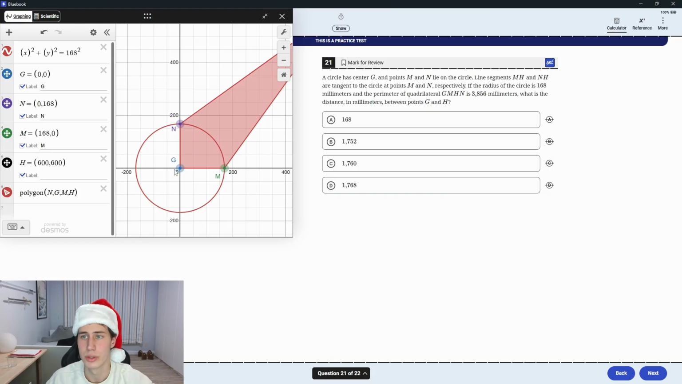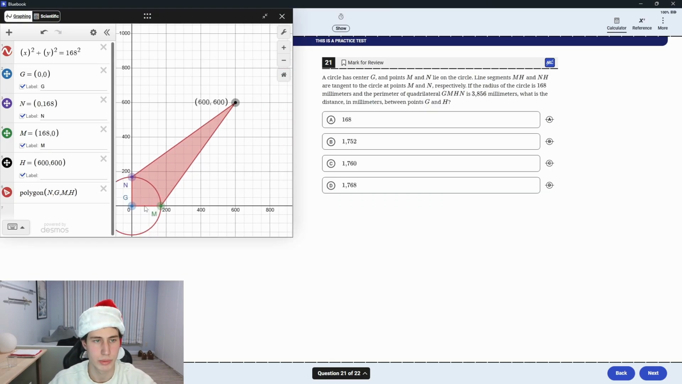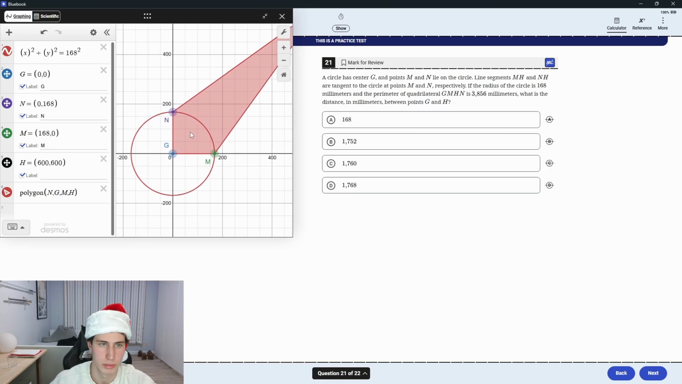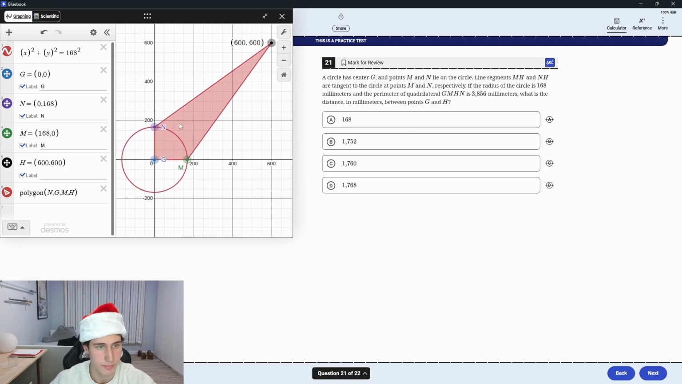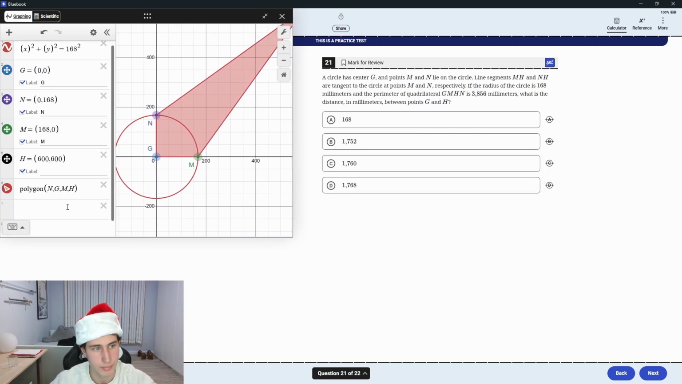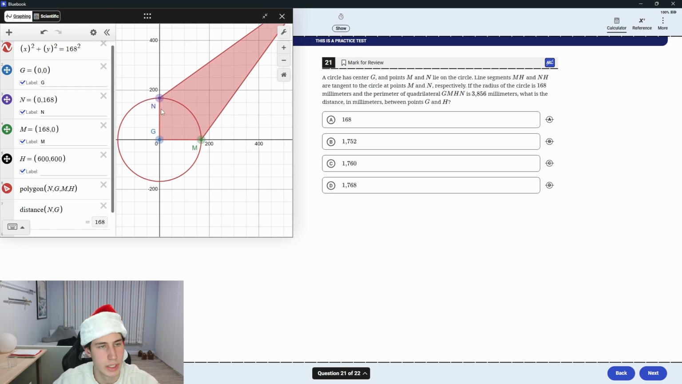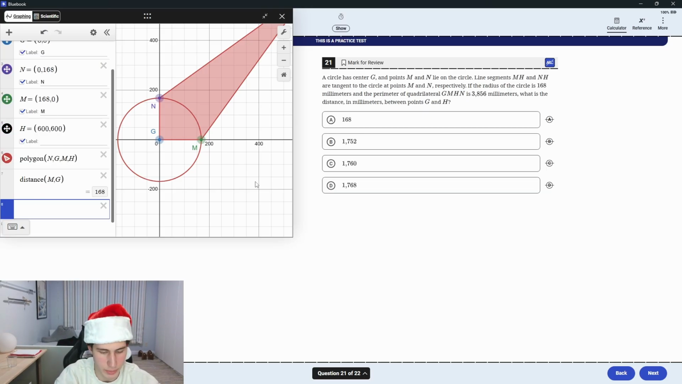So now we need to find the distance between point G and point H. But obviously we can't use this because we don't know if this is correct. But what we can do is find the distance between 2 points, like between N and G. So we can use the Desmos distance. And we can find that the distance between N and G is 168, and M and G is 168 as well. So that is something that we have. So we have 168 times 2 plus 2x equals 3,856.